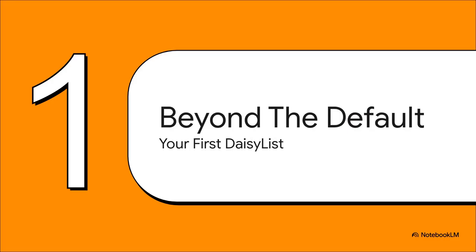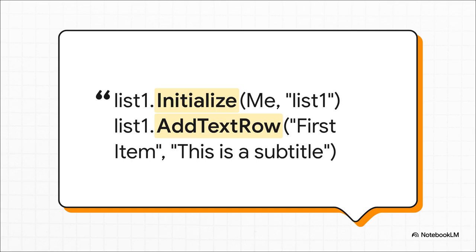All right, so let's get our hands dirty and actually build our very first list. I think you're going to be surprised at just how easy it is to get up and running. Now check this out. This is literally all it takes to get started. Once you've initialized the list, it is just one single line of code. You use the add text row method, and boom, you've added your first item. That's it. No messing around with panels, no trying to calculate heights, just simple, clean, readable code.